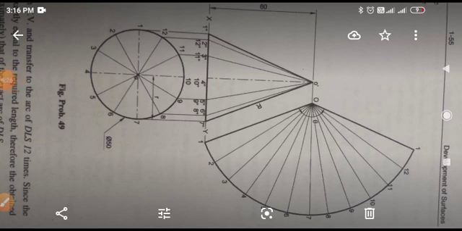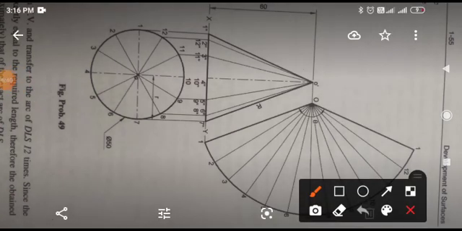Okay, prisms we have done. Now let's see cones. Here the height of the cone is given, which is 60, and the radius is also given, 50 millimeter. Now we had seen that formula, theta is equal to r upon l into 360, to calculate this angle.